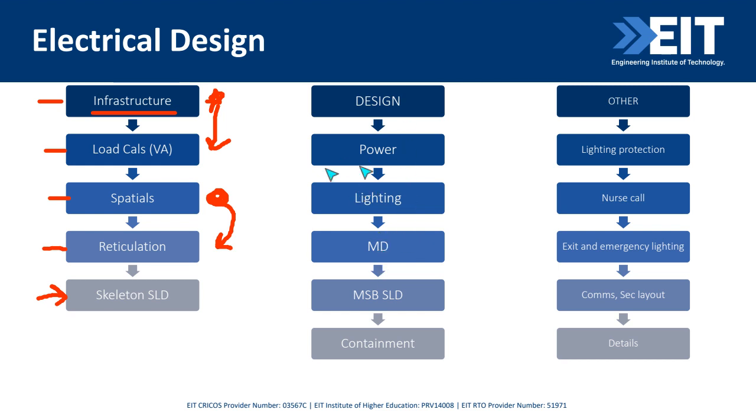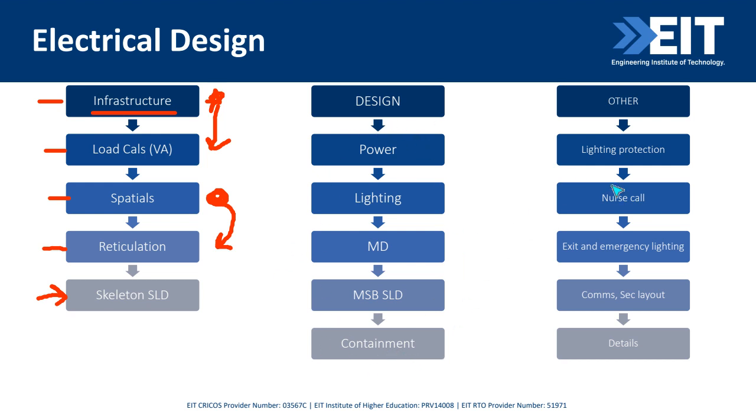Once we know our final power and lighting, we can then finalize our maximum demand, finalize our single line diagrams, which is essentially the design of our switchboards, and then our containment. So again, containment is your cable trays, conduits, cable ladder, however you're getting your cabling between your equipment. So that's the detailed design phase.